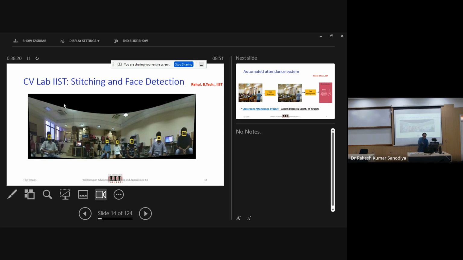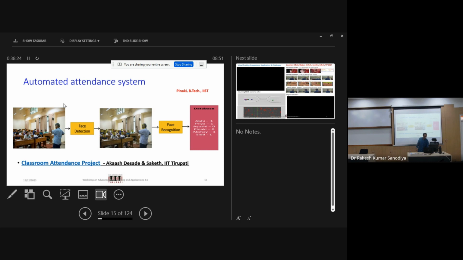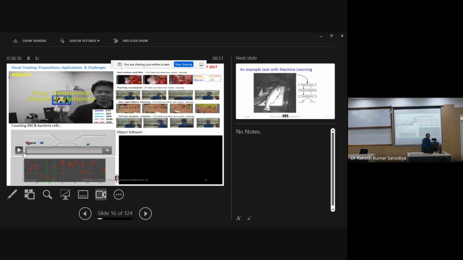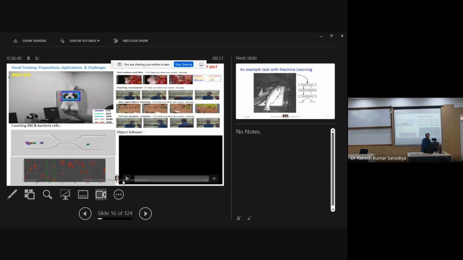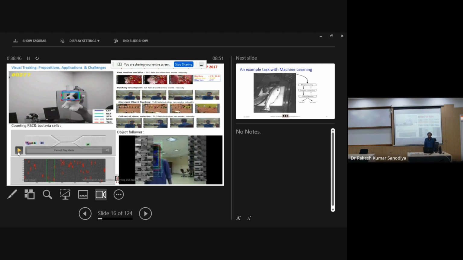Now let us see, this is a face detection that is done in a lab setting. This is in a classroom. Some of the students have developed automated attendance systems as well. Probably I will show some of the results at the end on what some of the students have done as projects or research in our group. And this is called visual tracking.